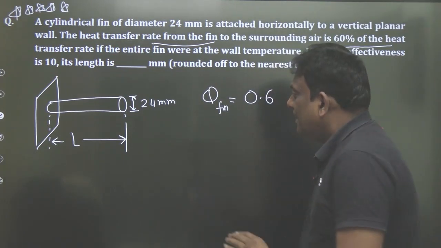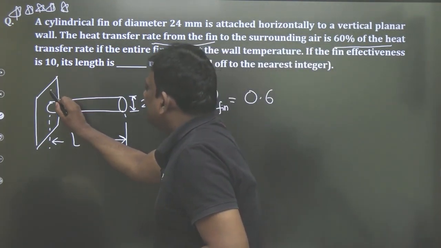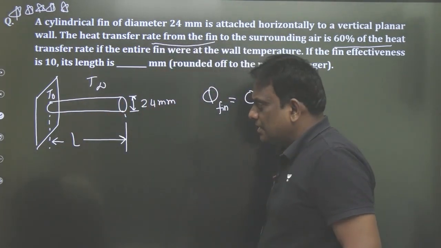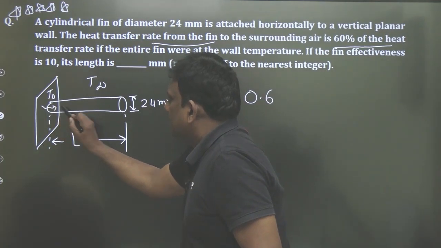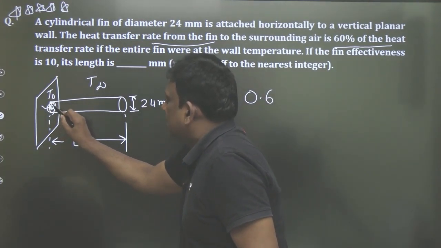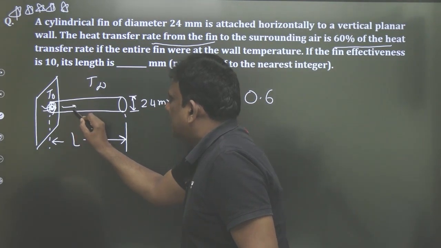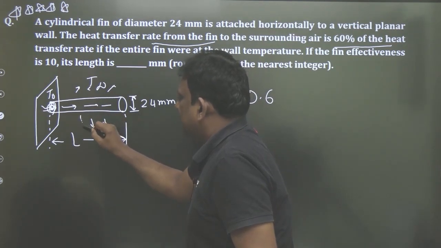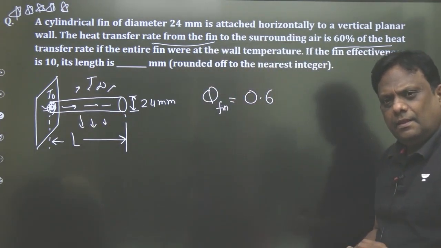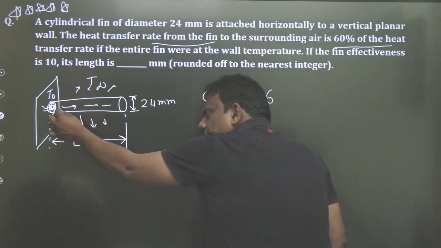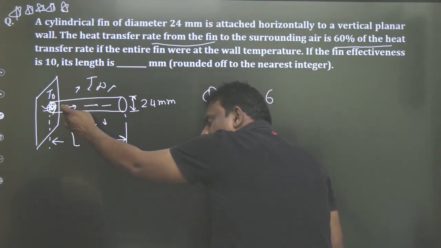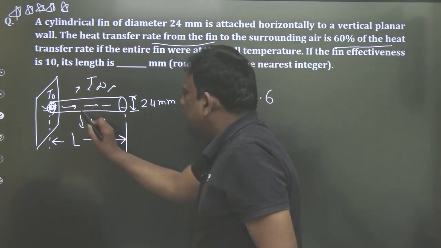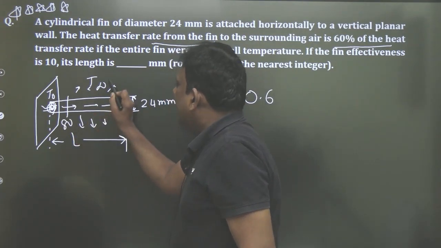You know very well, let the wall temperature be T naught, and let the ambient temperature be T ambient. We know, my dear students, there is a heat transfer through this cross section. Heat is conducted along the length, and subsequently it is convected from the surface area. Dear students, as the heat is conducted through the cross section, there is a temperature drop along the length. For example, suppose this temperature is 80 and the ambient is 20.